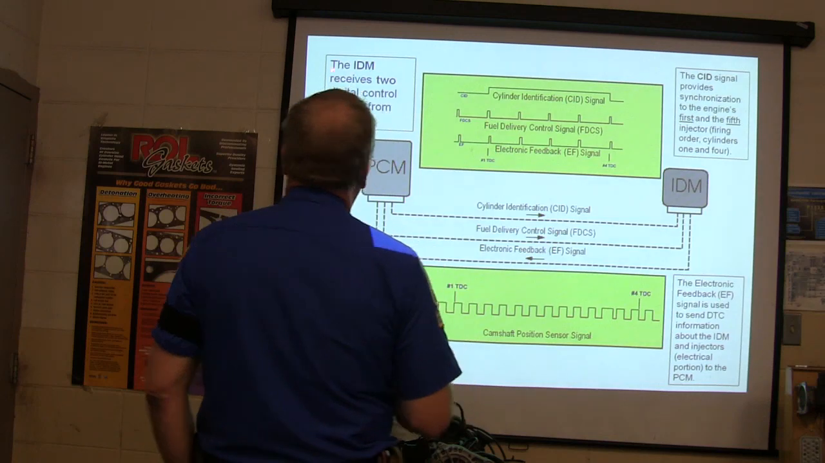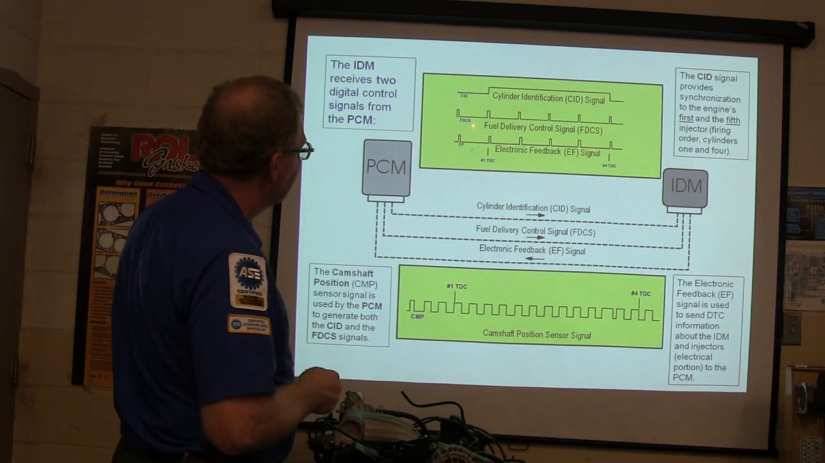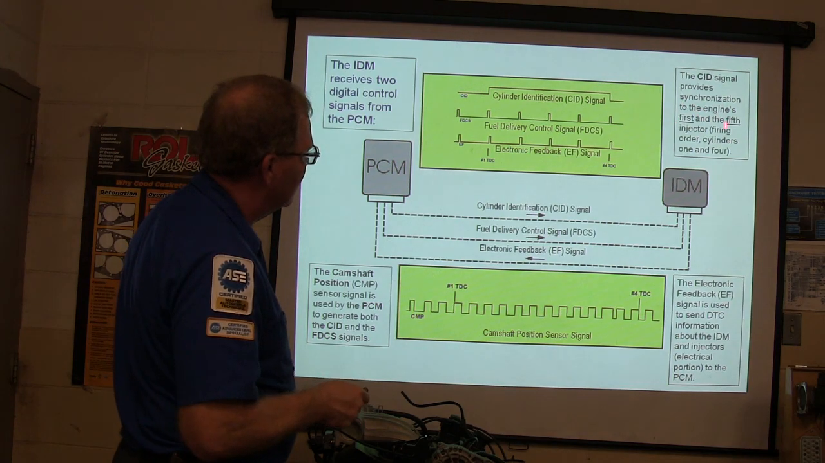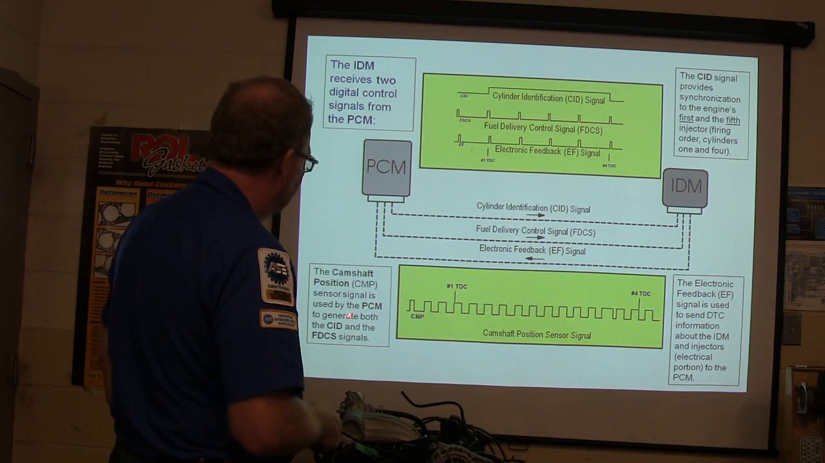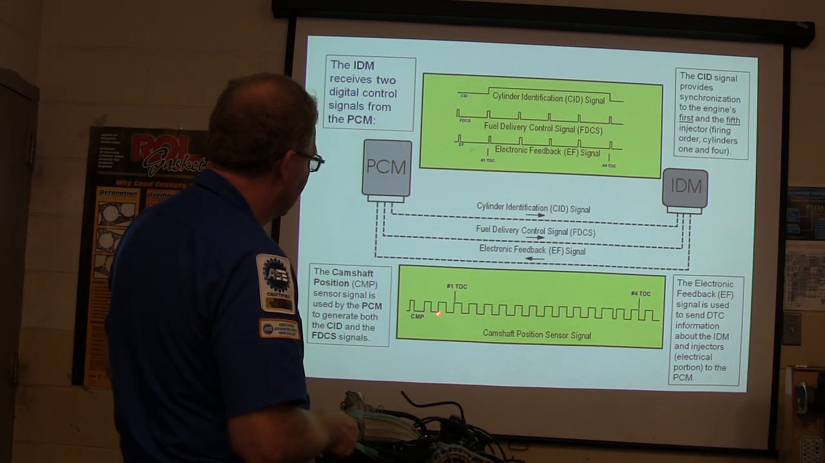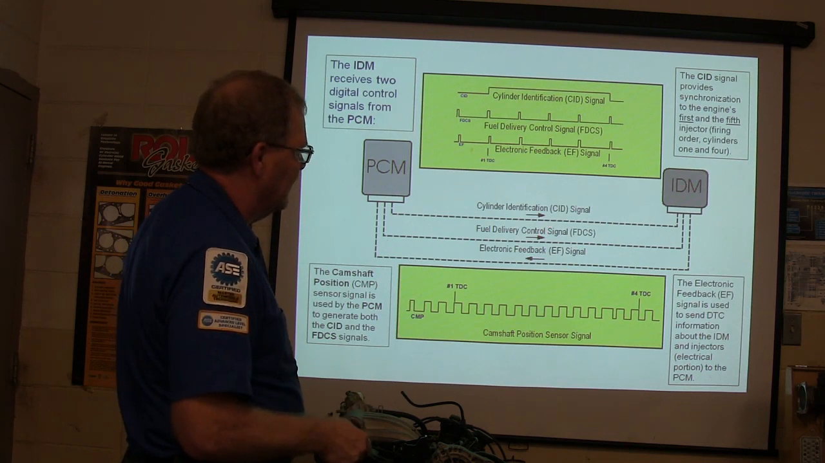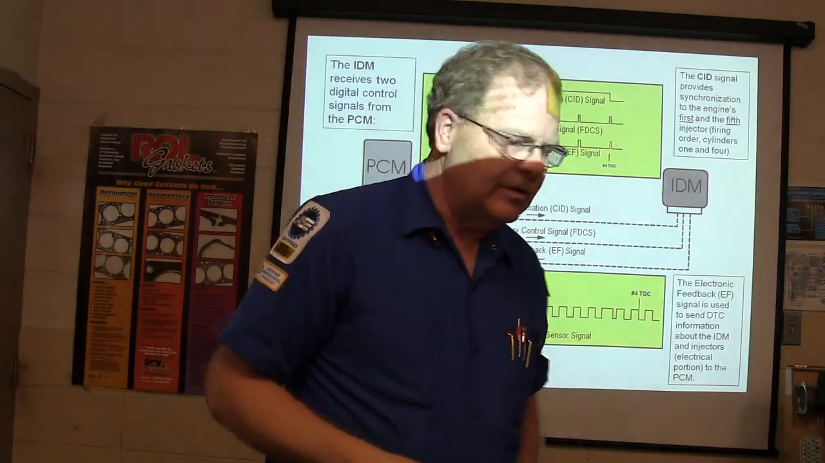The IDM receives 2 digital control signals: a cylinder ID signal, and a fuel delivery control signal, and it sends an electronic feedback signal, and it synchronizes. The cylinder identification signal goes that way, electronic feedback signal comes back, fuel delivery control signal goes that way, and the IDM does that. Now look at that, there's number 1 TDC on your camshaft position sensor signal. It's used to generate the CID. It uses this to generate that and that. The electronic feedback signal is used to send information about the IDM injectors' electrical portion to the PCM.